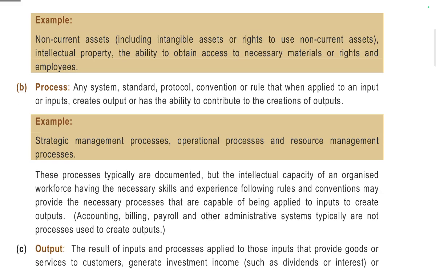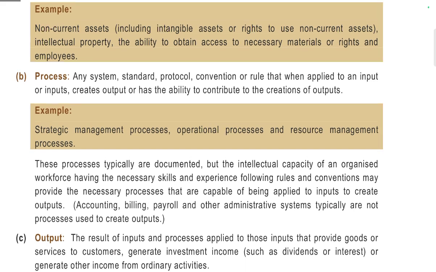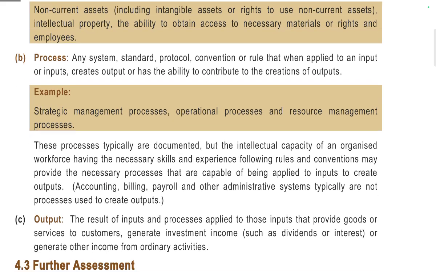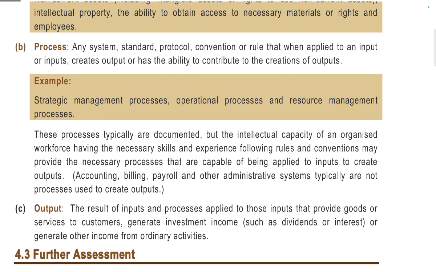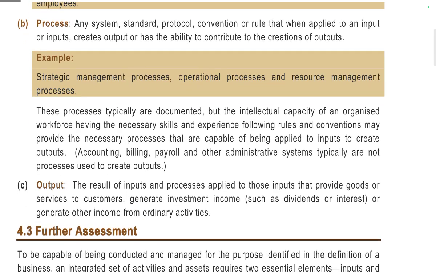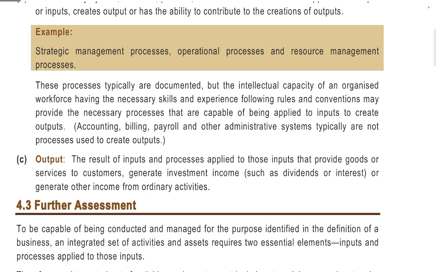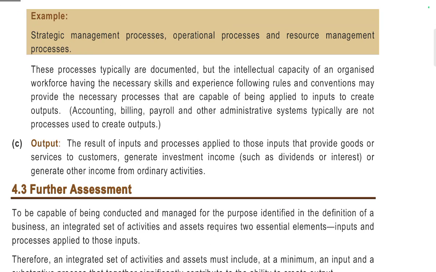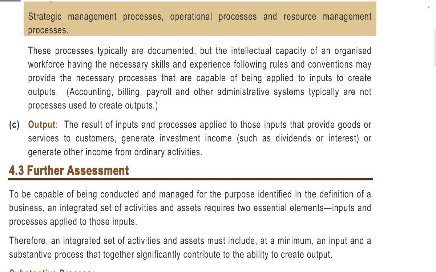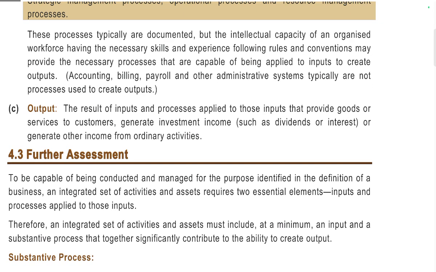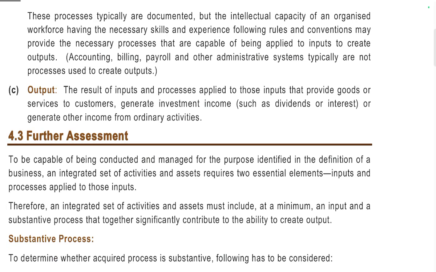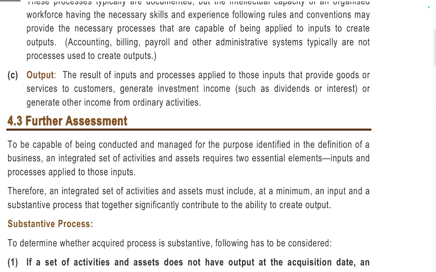Inputs include non-current assets, including intangible assets or rights to use non-current assets, intellectual property, and the ability to obtain access to necessary materials or rights. Processes are any system, standard, protocol, convention, or rules that, when applied to an input, create or have the ability to contribute to the creation of outputs, like strategic management processes, operational processes, and resource management processes. These processes typically are documented, but the intellectual capacity of an organized workforce having the necessary skills and expertise, following rules and conventions, may provide the necessary processes that are capable of being applied to the inputs to create output. Accounting, billing, payroll, and other administrative systems typically are not processes used to create outputs.